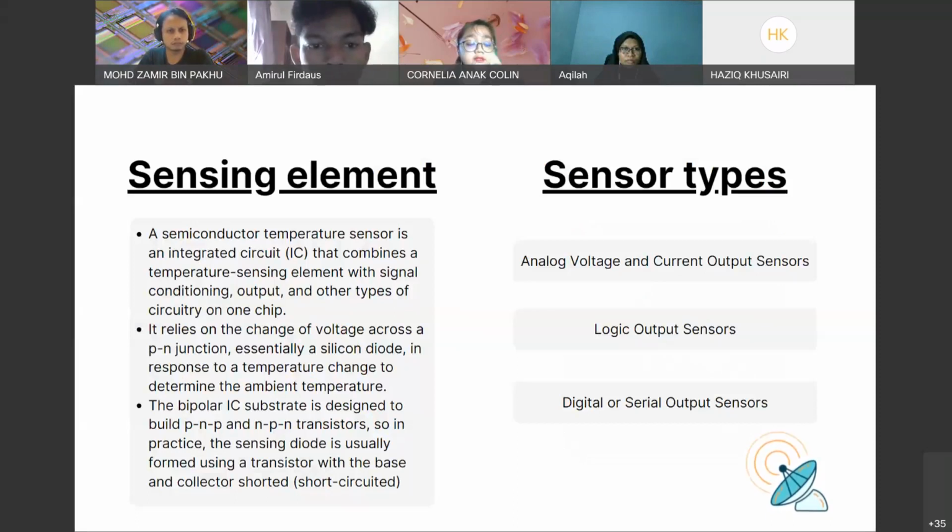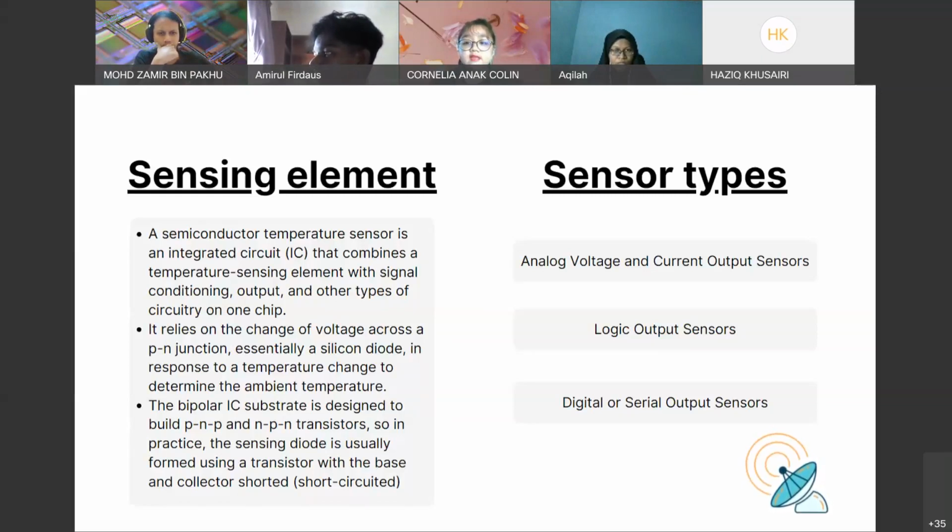The semiconductor temperature sensors come in three types, determined by the output signal they produce. The first one is the analog voltage and current output sensors. This one is the oldest type, and it can detect temperatures using Celsius or Fahrenheit scales. The second one is the logic output sensors, designed to detect a preset temperature like a home thermostat. In Malaysia, we don't have home thermostats, but they are commonly used in four seasons countries. And the third one is the digital or serial output sensors. So next.